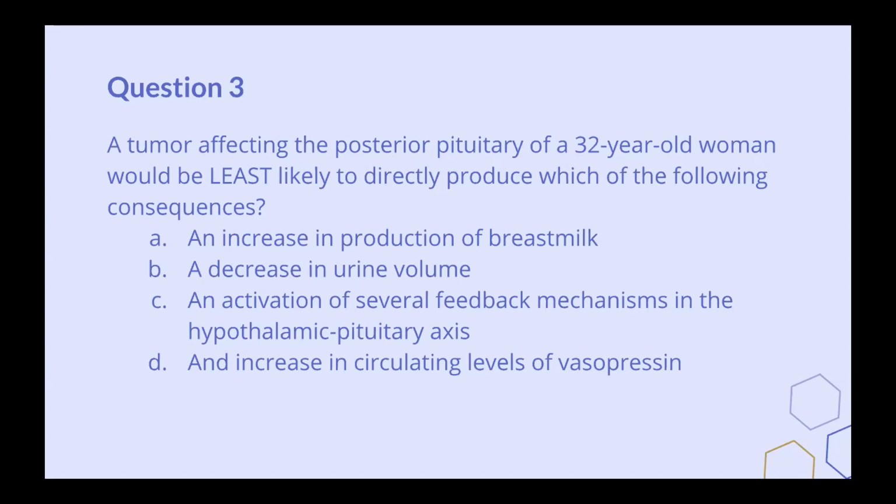I think the way I went through this was knowing that the posterior pituitary produces vasopressin and oxytocin, and the fact that there's a tumor in the posterior pituitary doesn't necessarily mean that it's either increasing or decreasing ADH and oxytocin.